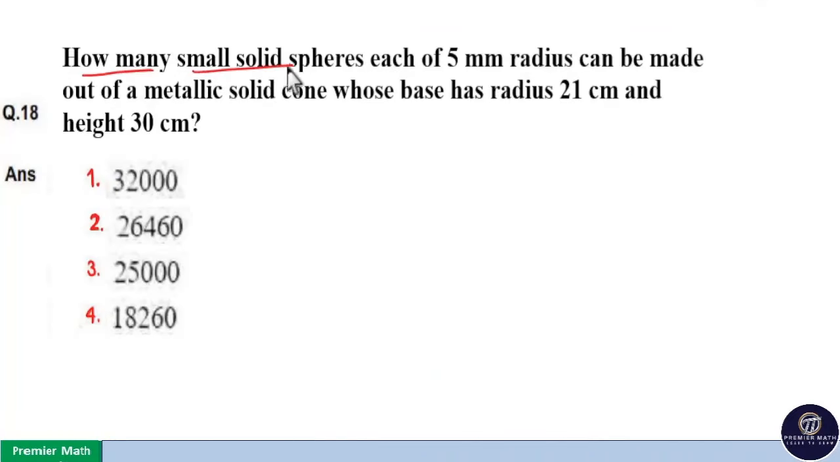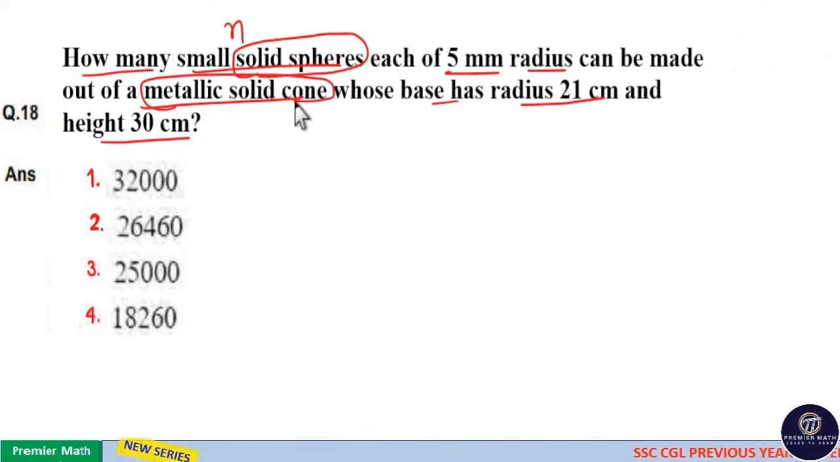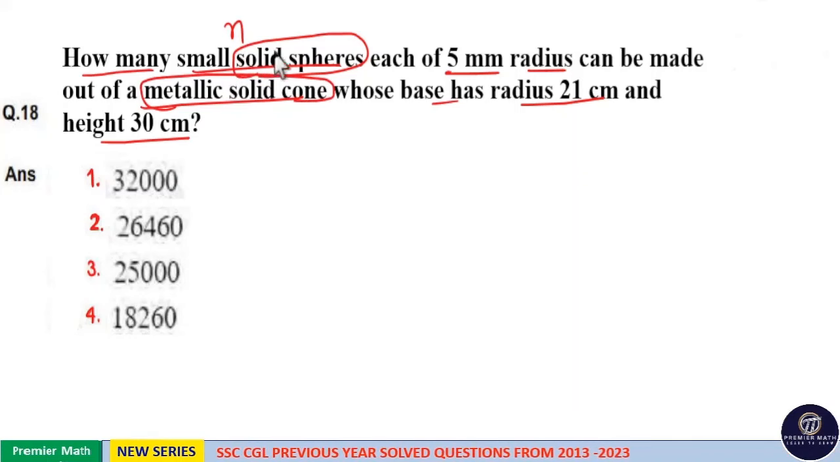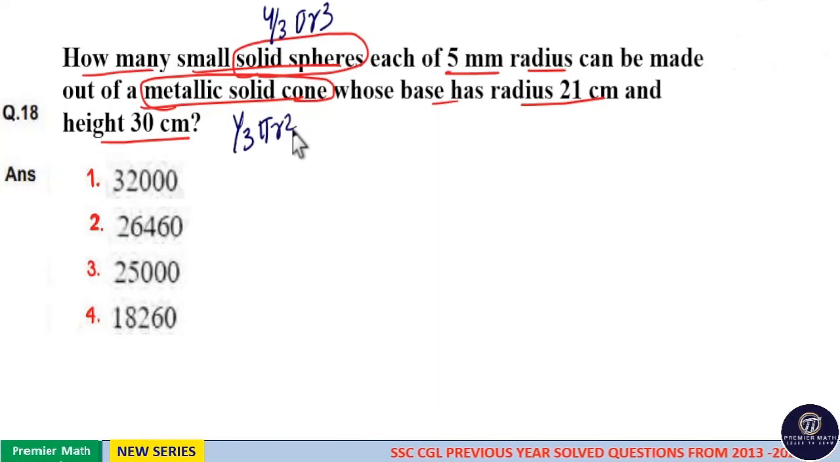How many small solid spheres, each of 5 mm radius, can be made out of a metallic solid cone whose base has radius 21 cm and height 30 cm? We can make n number of solid spheres out of this volume of metallic solid cone. That is, just equate the volume of solid sphere and cone to find the value of n. Here, volume of solid sphere is equal to 4 by 3 pi r cube. Volume of cone is equal to 1 by 3 pi r square h.